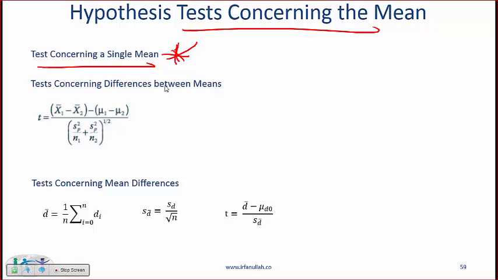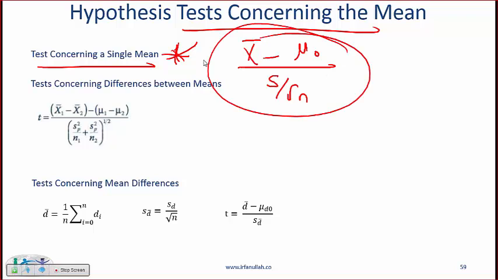There are tests concerning a single mean, which we've talked about, so this is very important and you must know. The key point here was to remember the test stat. What was the test stat? The sample mean minus the hypothesized value divided by the standard error, which is S over root n. So this is a must remember formula.